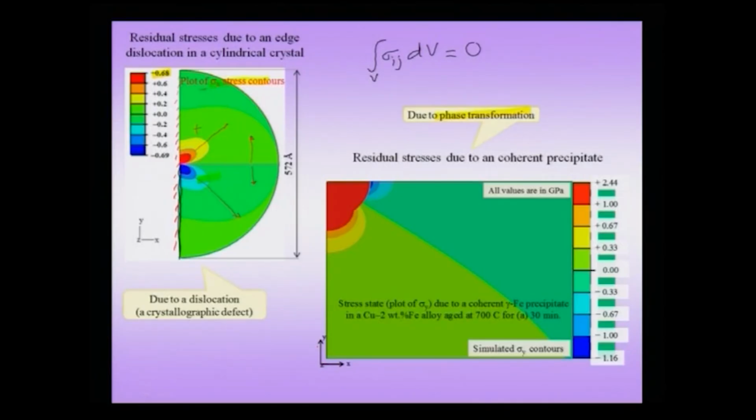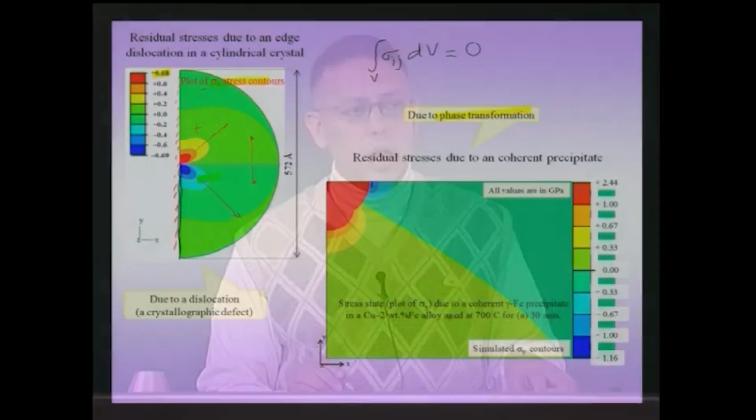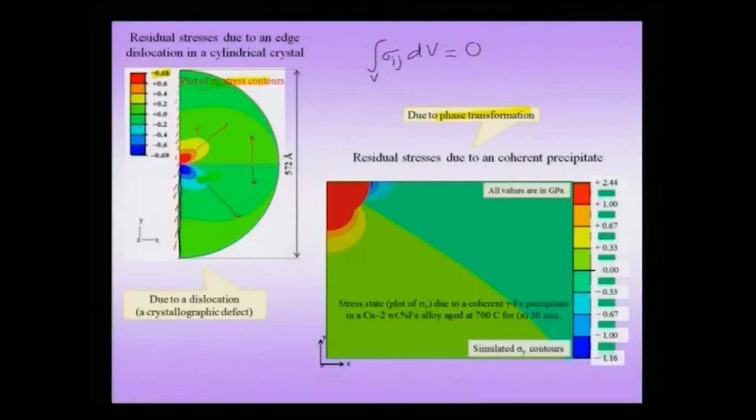So, this is one nice example, which is the stress of the dislocation, which is present in the absence of any external loading. Of course, if I apply an external shear stress, this dislocation may be driven because of the interaction of the externally applied shear with this dislocation stress field, and the figure on the right talks about the residual stresses coming due to phase transformation.